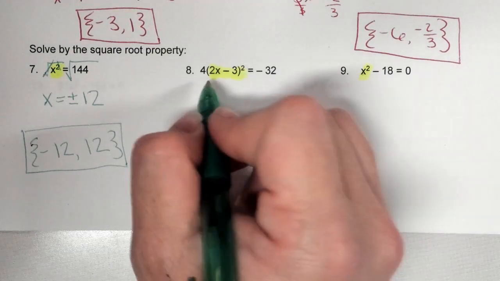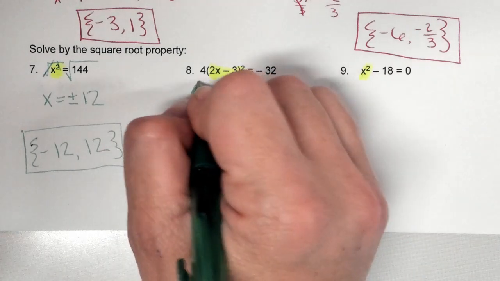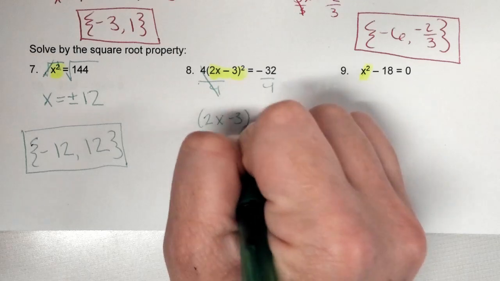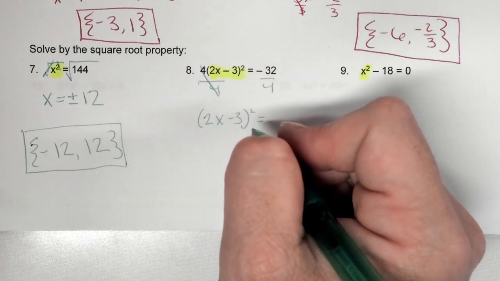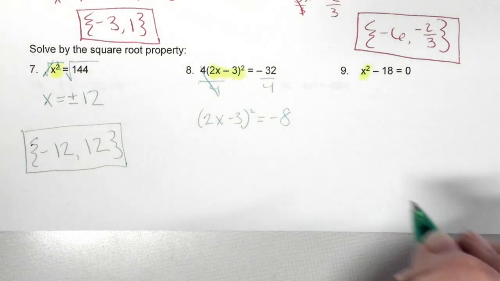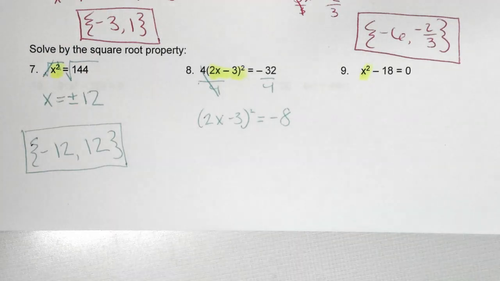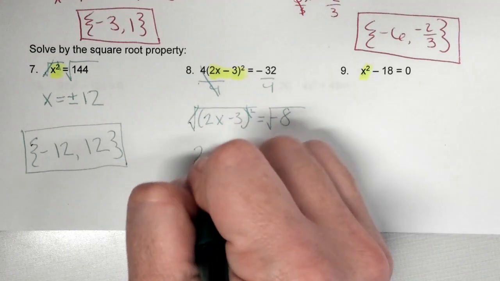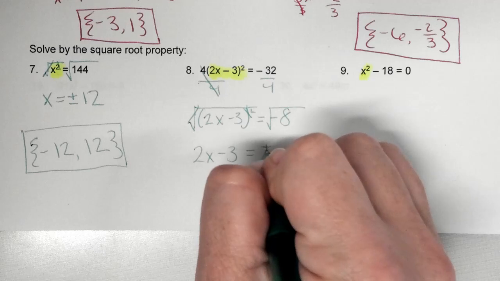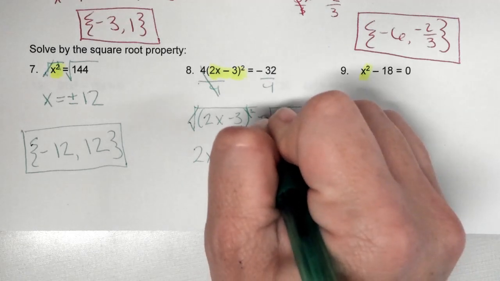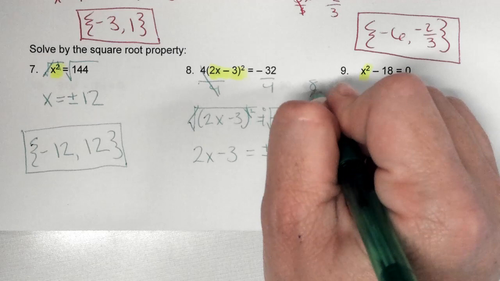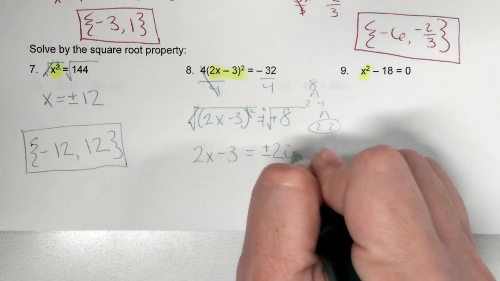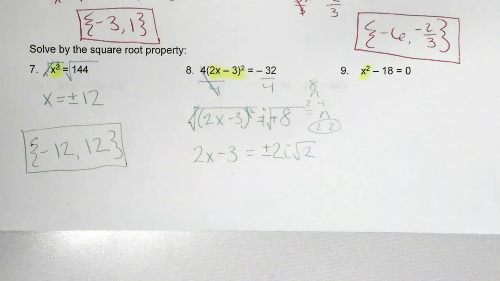Here, my what's squared is not alone, so I have to divide both sides by 4, and I get 2x minus 3 squared equals negative 8. So now that I have what's squared alone, I have to square root both sides. So I'm going to square root, cancels the square, and I'm left with 2x minus 3 equals positive and negative. I'm going to give the i and break down 8. So 2 and 4, 2 and 2. So I'm going to take out a 2. Don't forget your i with a 2 left over.